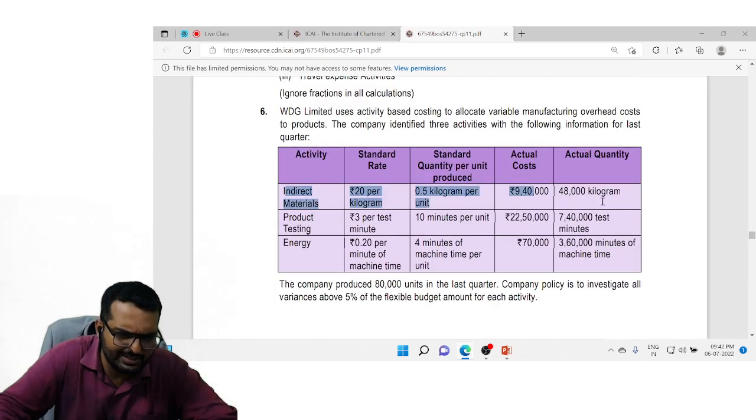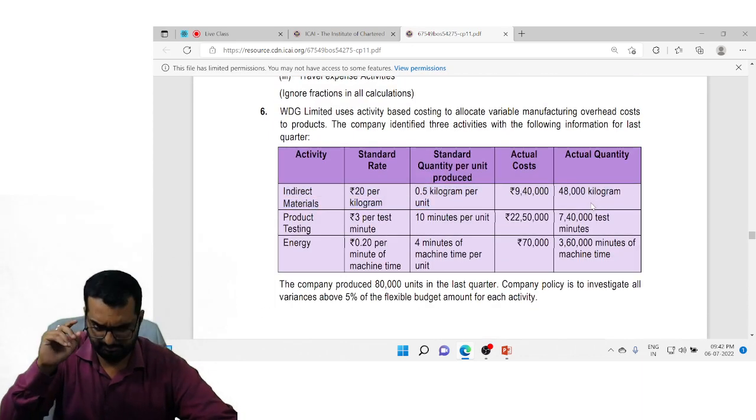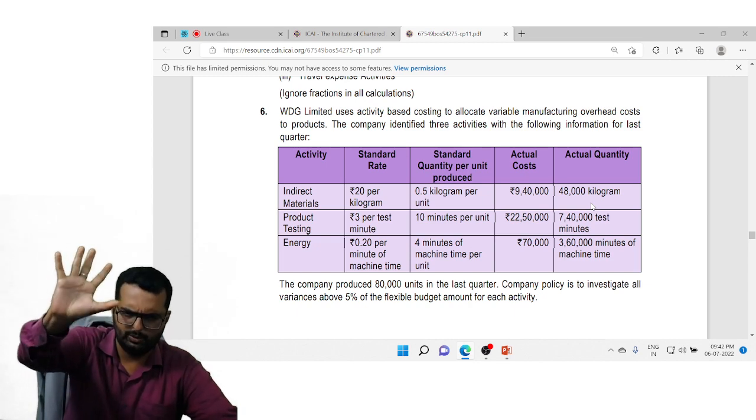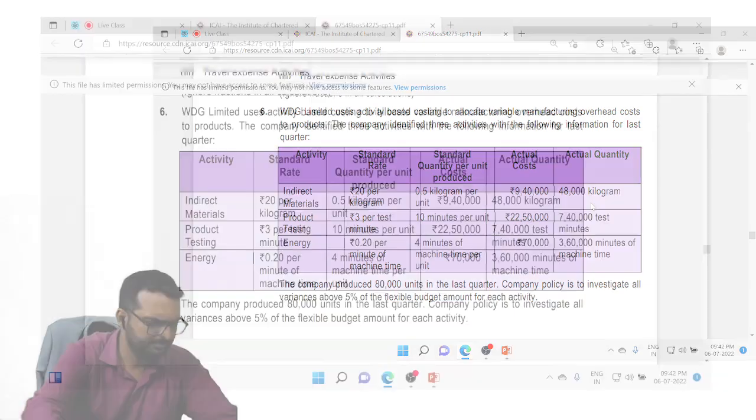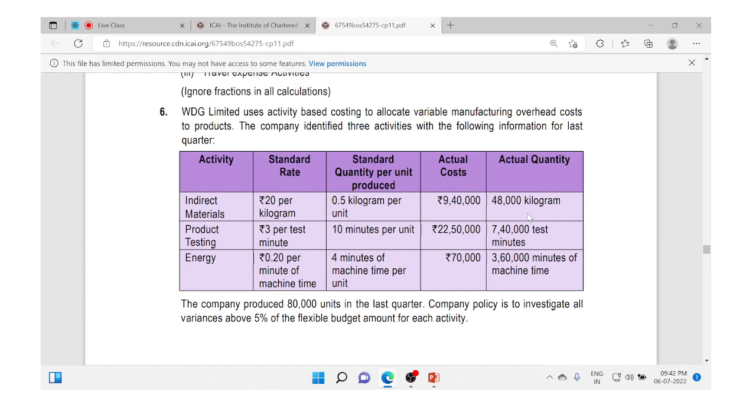We'll start with the first one, indirect material. You have to tell me what is the SQ, SP, AQ, AP. Come on. I think we'll do for all the three, then we'll discuss it together. This one is pretty easy.